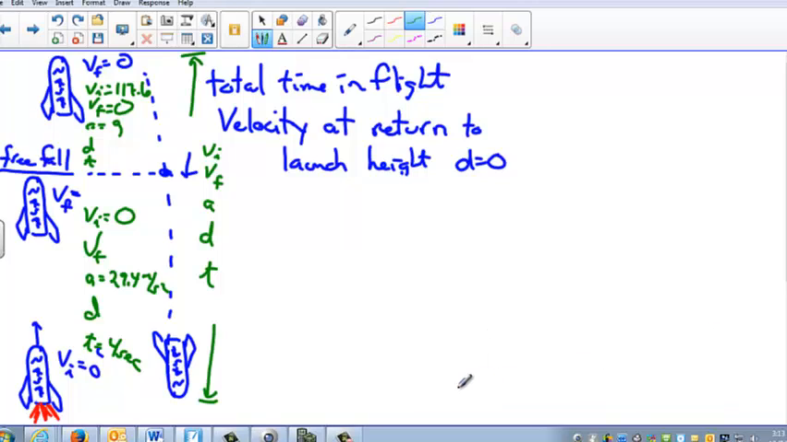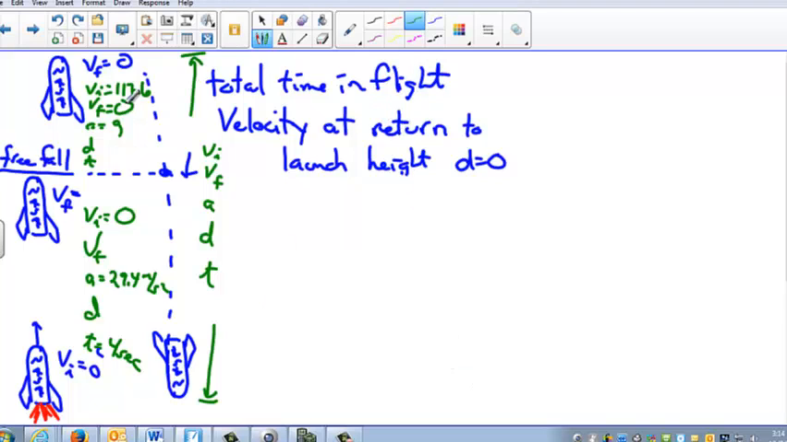Okay, so we're going to work on problem number 6. That was the rocket that gets launched from rest with an acceleration of 29.4 meters per second squared for 4 seconds. It then runs out of fuel, continues upward for a little while, and how high does it go above the starting point?